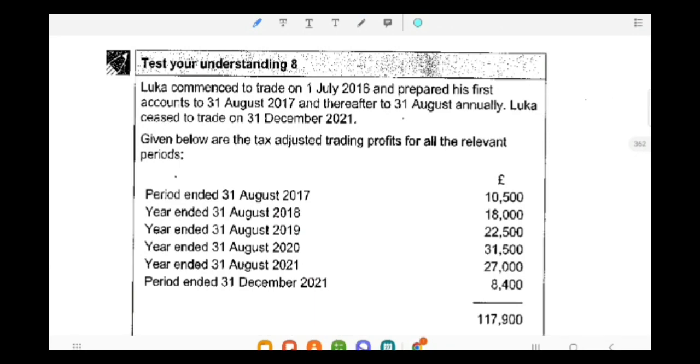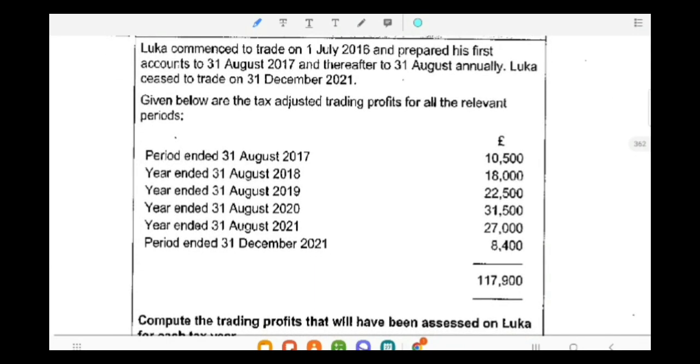So this is a comprehensive test of your understanding where the business had been started and also ceased, and you have to consider and find out the assessable profit in the first 2 tax years, and then you have to consider the final assessment amount.